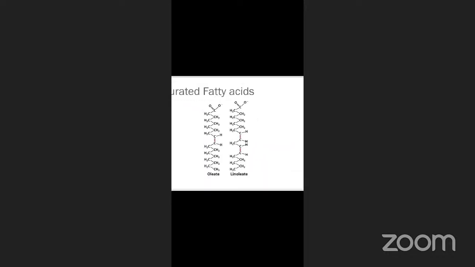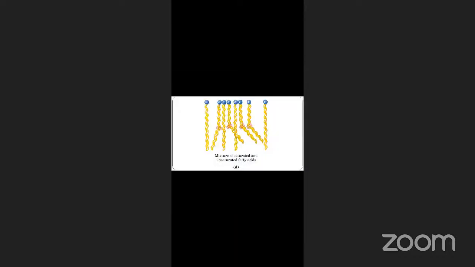If you see the unsaturated fatty acids, here you have double bonds in the middle. In the oleate, you have one double bond, whereas in linoleate, you have two double bonds, right? So wherever you have double bonds, they are called unsaturated fatty acids.